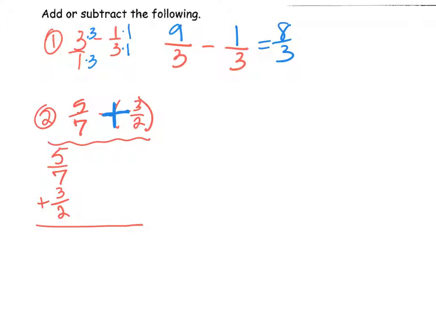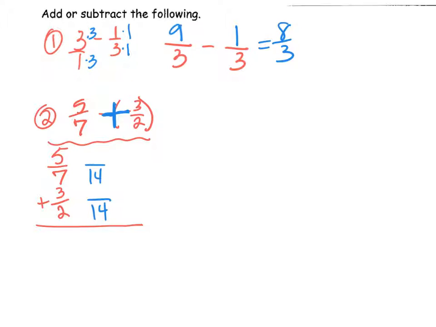You guys remember doing fractions this way? Vertical, up and down? Okay. What's the common denominator of 7 and 2? 14. So multiply the numbers together, 7 times 2. So here's my 2 new fractions with 14.